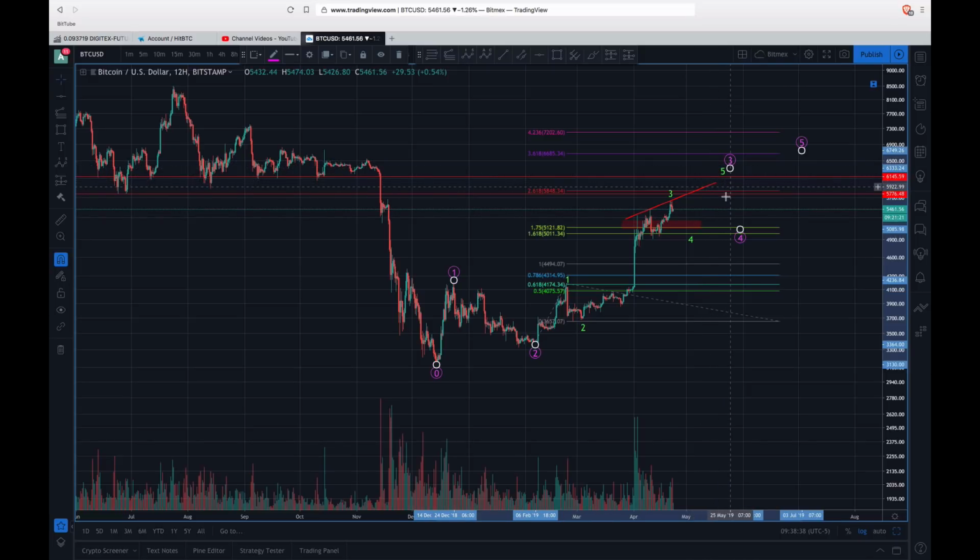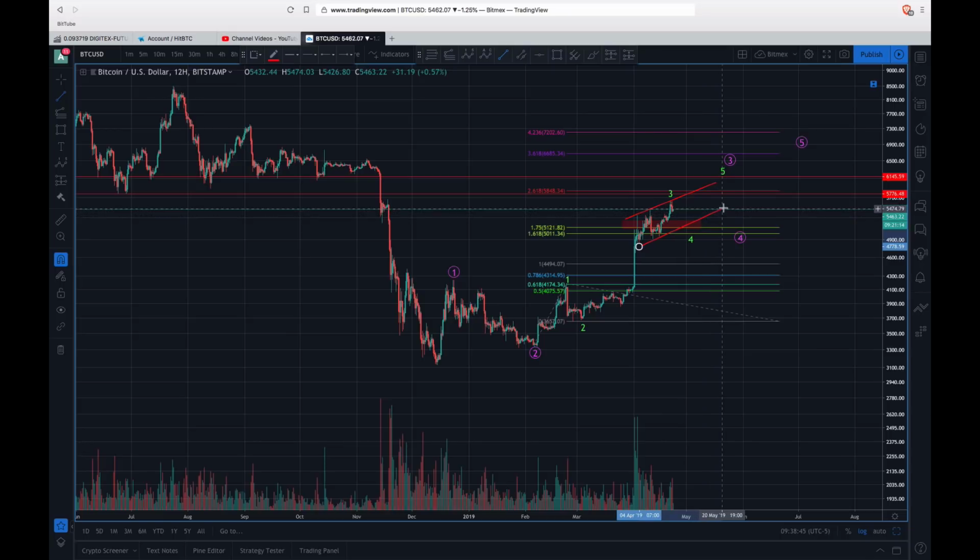Somewhere in this range maybe, because right now what I see is a potential channel that we're in, and we could bounce around in this channel where the 4 just comes down and puts in some kind of pattern at the bottom range of this channel, and then we come up to put a 5 in back up at the top of the channel.